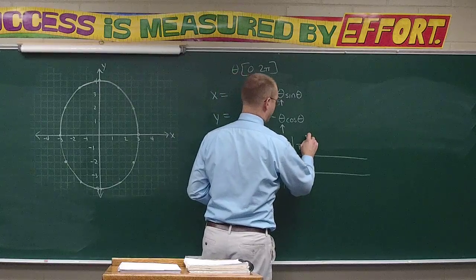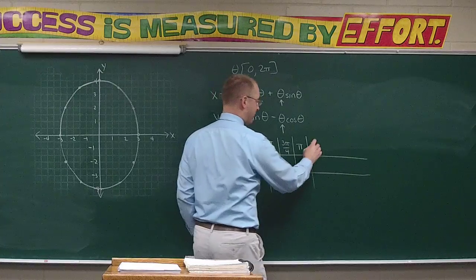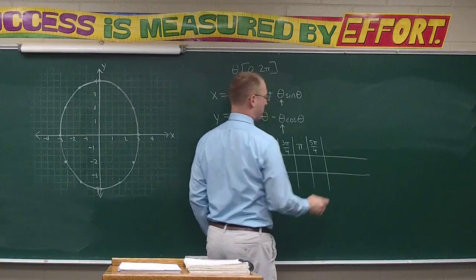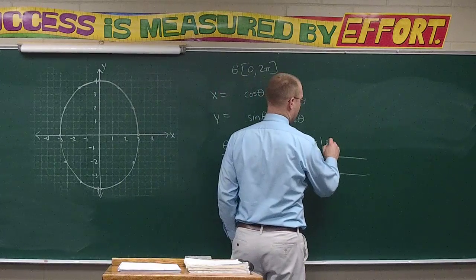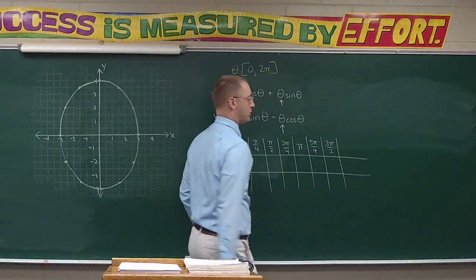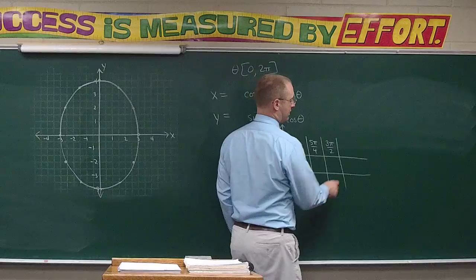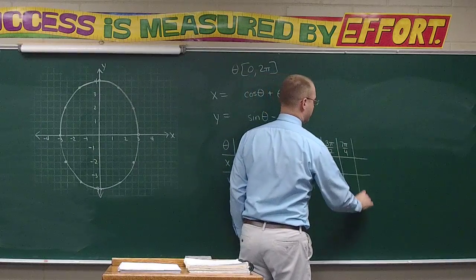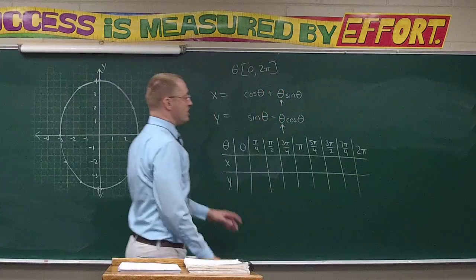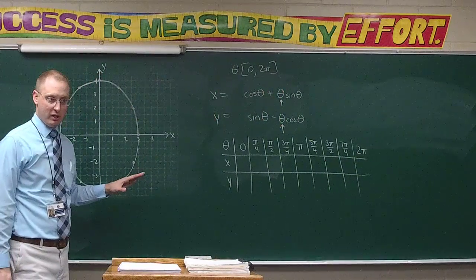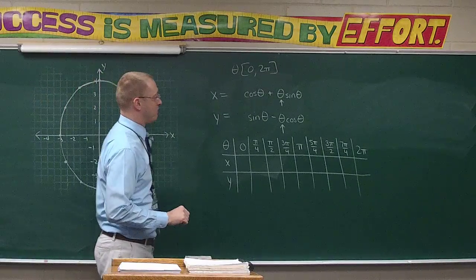pi. Add another quarter pi. 5 pi over 4. Add another quarter pi. 6 pi over 4, but we can reduce it. 3 pi over 2. Then another quarter pi. 7 pi over 4, and then finally 2 pi. This gives me enough points I should get a pretty decent curve, but not so many that I'm driving myself absolutely crazy. Though, admittedly, this is going to be a bit of a pain.